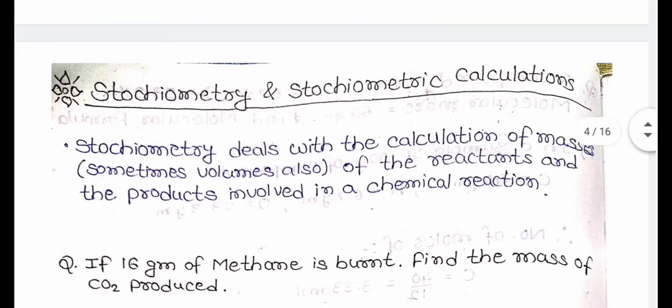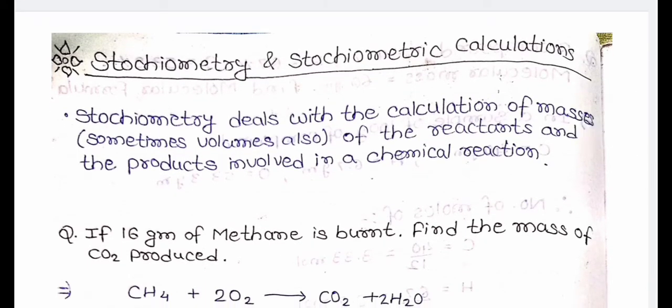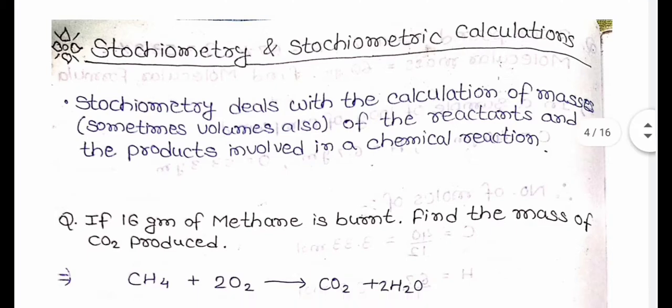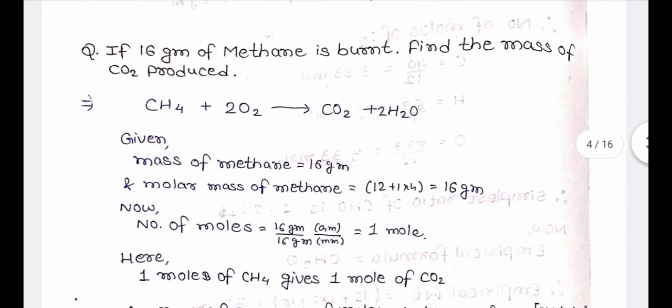Now stoichiometry and stoichiometric calculation. Stoichiometry deals with the calculation of masses of reactants and the products involved in a chemical reaction. Let us come to some practice questions. Question number 1. If 16 gram of methane is burnt, find the mass of CO2 produced. Here first we have to write the reaction.